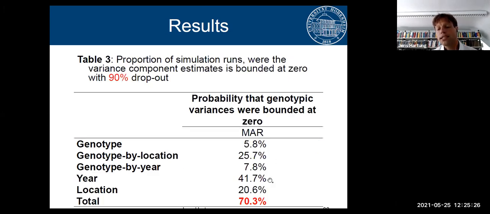And this bias was caused by the estimation method itself. So by using maximum likelihood estimation, in our case REML, there's a high chance in our simulation to have variance components bounded to 0. And this probably causes the bias if we have 90% dropout.